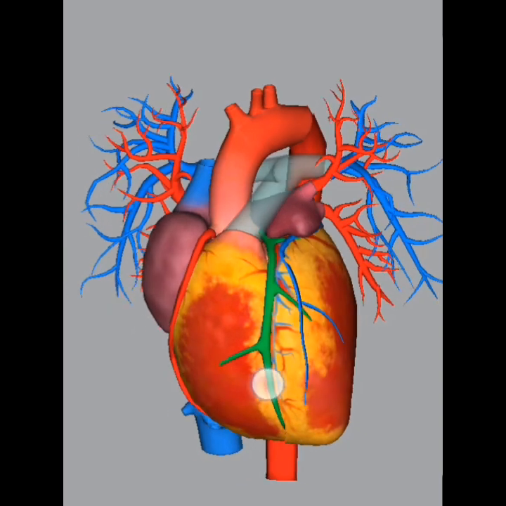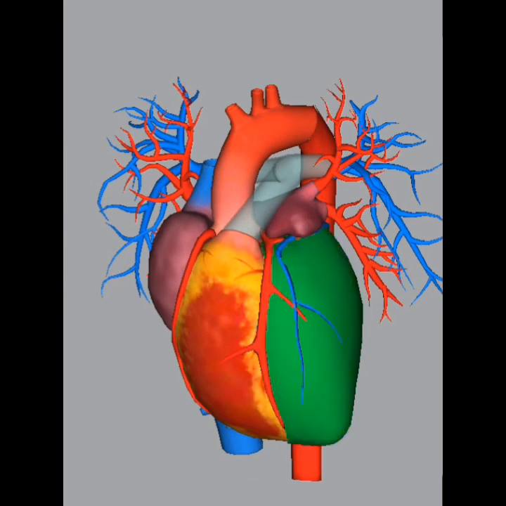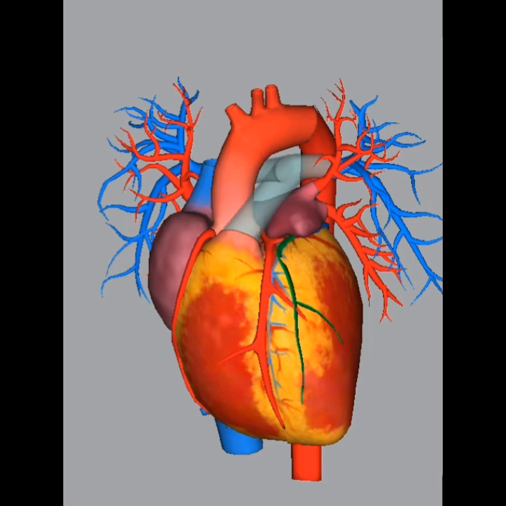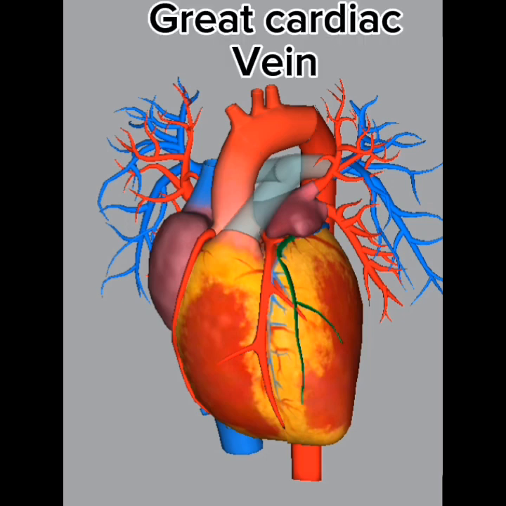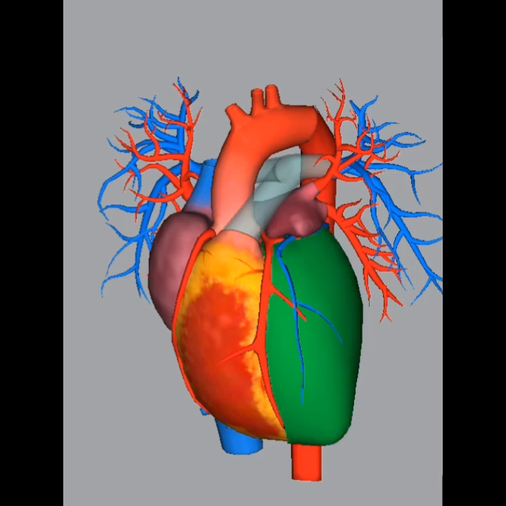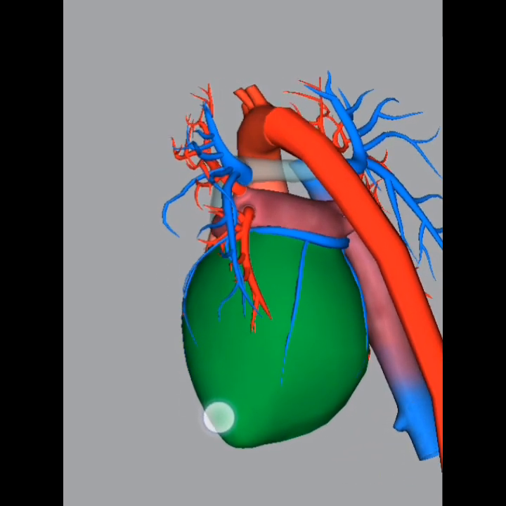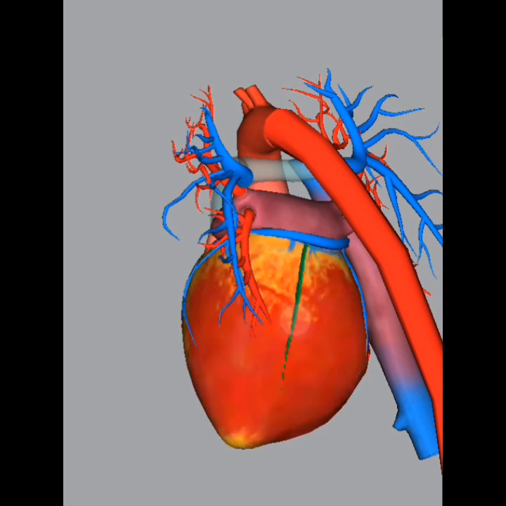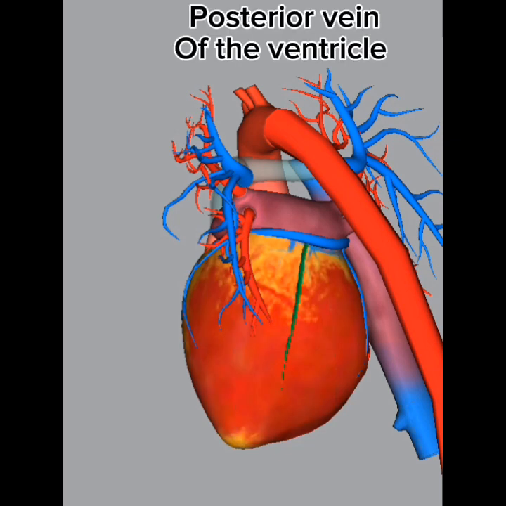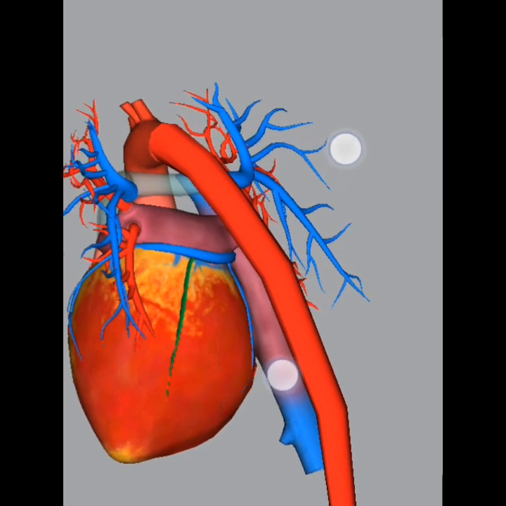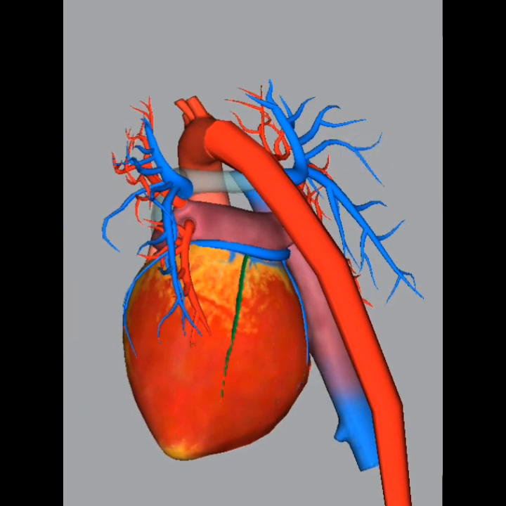So when you look at these blue-colored distinct vessels here, we call these the veins. This vein here is called the great cardiac vein, and you can see it is lying on the what? The left ventricle. Take note of them. The great cardiac vein is lying on the left ventricle. Now let's have a look at this smaller one here. We call it the posterior vein of the left ventricle.